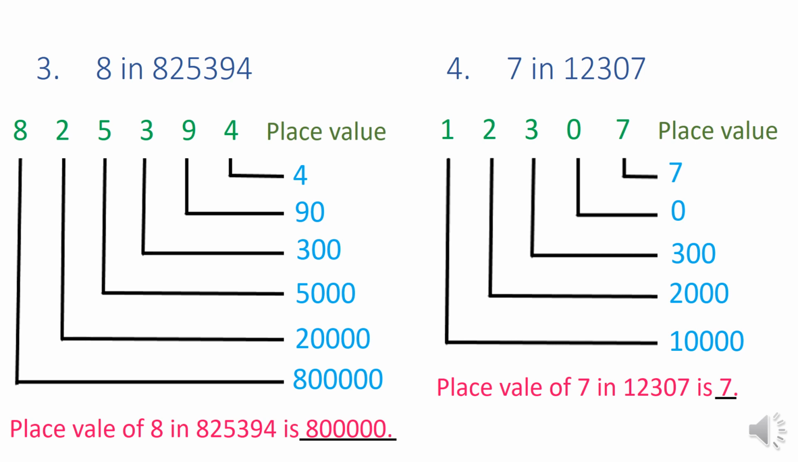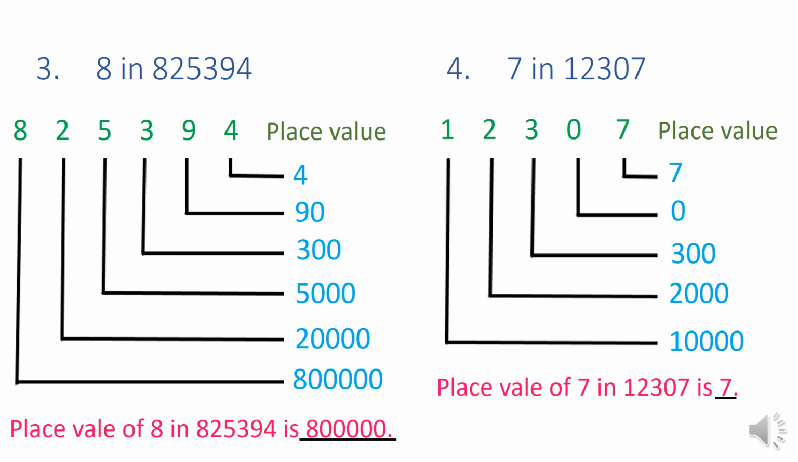So the place value of 8 in 8,25,394 is 8 lakh. Our fourth question is, write the place value of 7 in 12,307. This number has 7 ones, 0 tens, 3 hundreds, 2 thousands and 1 10,000s.